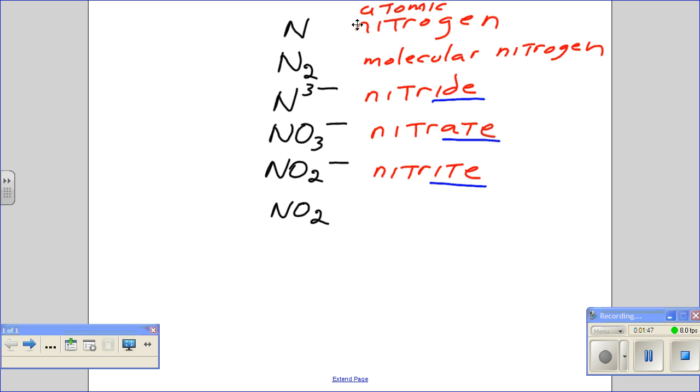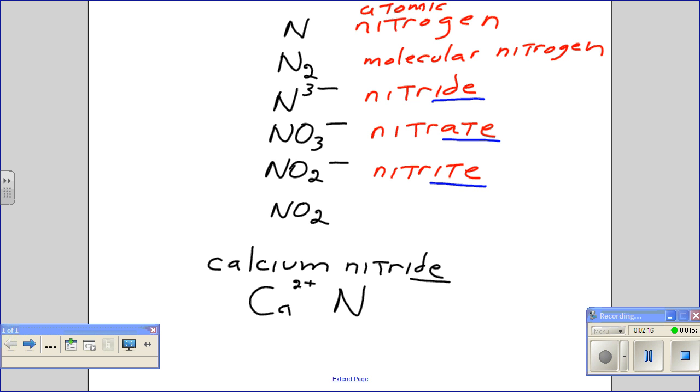Let's do an example. If I had the name calcium nitride, and I wanted to write the formula, the IDE ending tells me it's going to be based on the 3- charged nitrogen ion. So I would write calcium with its 2+ charge and nitride with its 3-. By multiplying the charges together, I get the lowest common multiple, and that tells me what to aim for in both the positive half and the negative half of the ion.